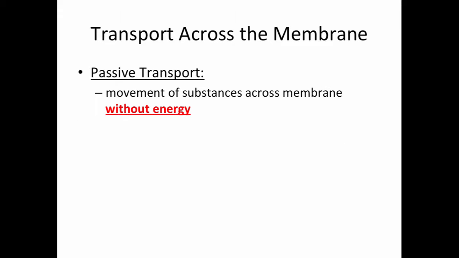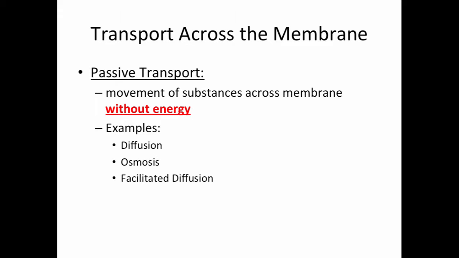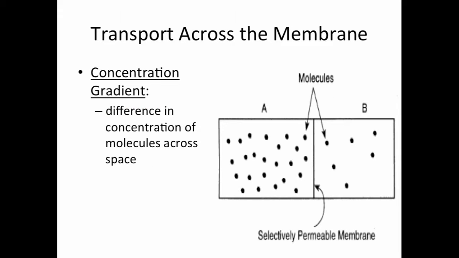So let's look at passive transport. By definition, it means the movement of substances across a membrane without energy. There are three types: diffusion, osmosis, and facilitated diffusion. There's one more word we have to talk about before we can actually talk about diffusion, and that is the term concentration gradient. It's a vocabulary word you really want to understand.